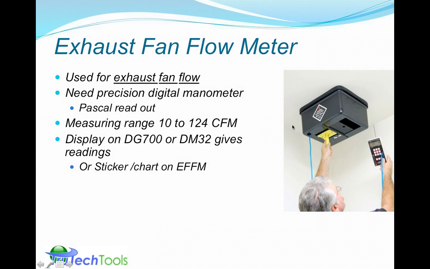The actual pressure measuring device can read out directly using the mode on the DG700 or the DM32 by Retrotec, which will actually give you the direct readings in CFM. Just make sure you enter the right mode and you have entered the right shutter position, because this does create a pressure on the system.